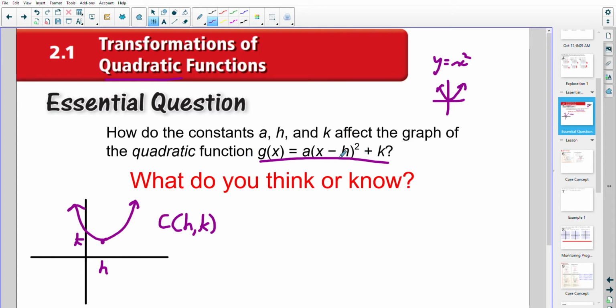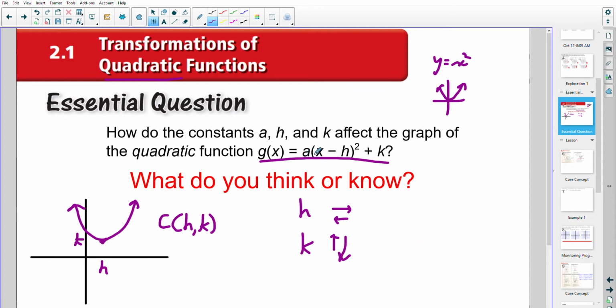When you have this case, the h is going to move it to the right or to the left, and the k is going to move it up or down. So you're going to have a new vertex from (0, 0) to now a point that is h units left or right, or k up or down. So your h is going to be moving it to the right or to the left by a certain number of units, and the k is going to move the parabola up or down, depending upon if it's negative or positive.